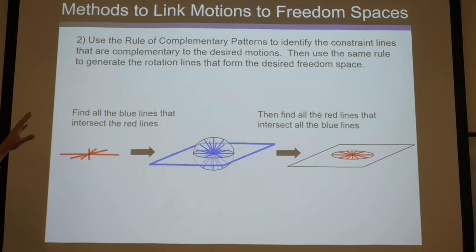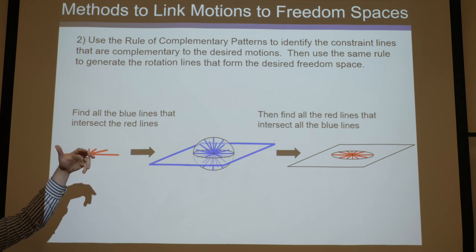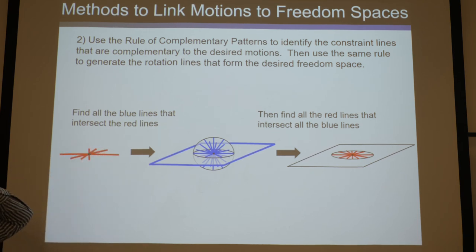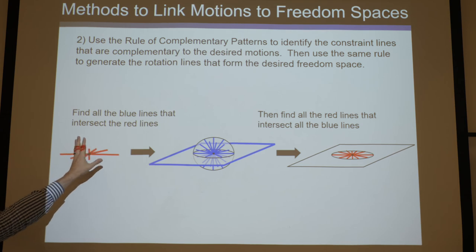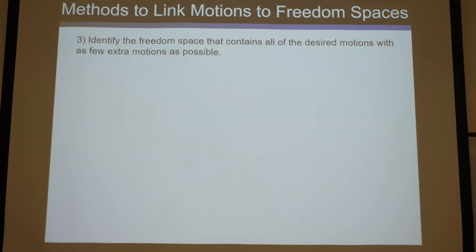Now, the last method will work if there are screws involved. This method won't work so great if there are screws, because remember, the rule of comforting patterns only works for rotations and translations. You can only find blue lines that intersect red lines and red hoops, not green lines. So this won't work for screws, but thank heavens, most of the time when people specify motions they want, they don't want crazy combinations of screws. Maybe they just want one screw or a couple screws, but it's very rare that someone wants some complex screw. So this will work better and faster than the math approach as you get better at it.